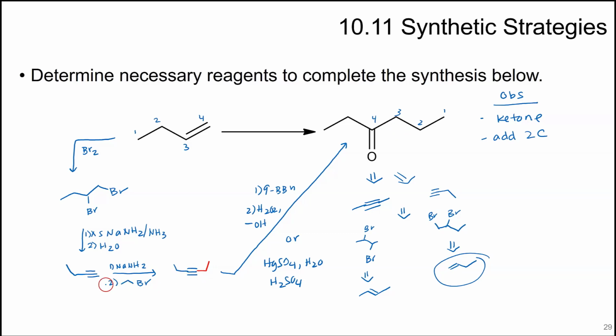I mentioned here you could have made the ketone or the aldehyde at this point, but then it would be very hard to make the carbon bonds. So anytime you need to make carbon bonds, you want to do that before you change the functional group, not after.